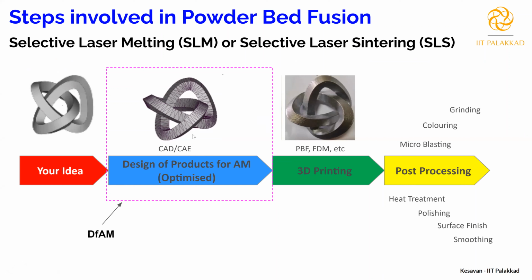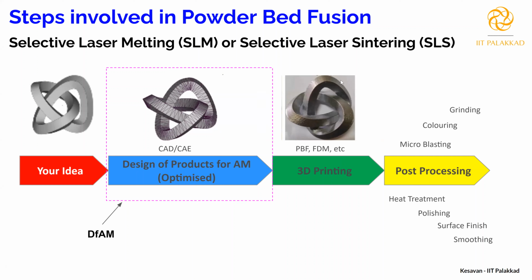Before you put your design into printing, there are some necessary steps to be implemented on the component. Those steps are put under design for additive manufacturing. This is what I'm going to explain in the coming slides. This is just after your idea, just before the printing. You need to play by certain rules. It is like football, where you have rules of play. Those rules you need to know before you print your component.